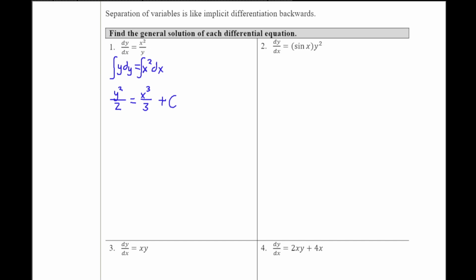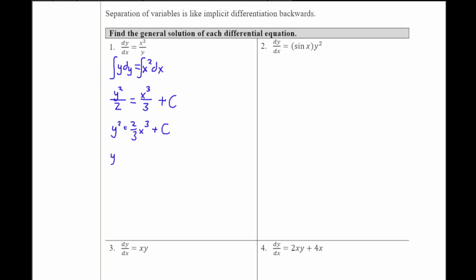plus c. And you only need to do a plus c on one side, because if you had c's on both sides, you subtract it over, it'd still be some constant on one side. So we just write it on one side here. Continue from here. You can multiply both sides by 2. So y squared is equal to 2/3 x cubed plus, so we could write 2 times c, but it's still a constant. It doesn't really matter. If you multiply the 2 by c again, it's still a constant c.